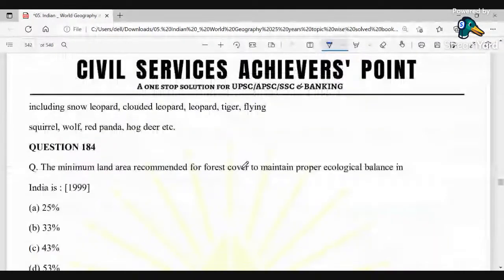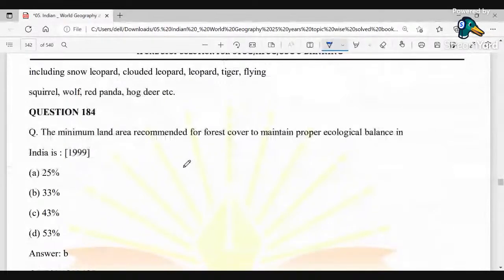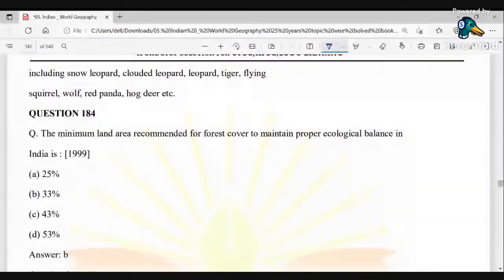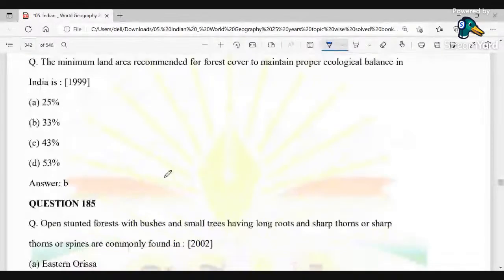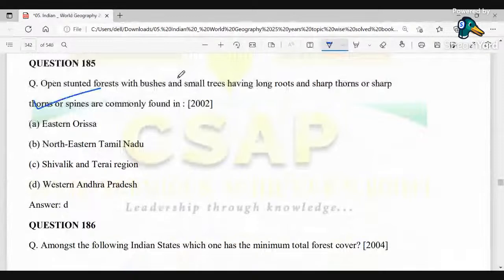The minimum land area recommended for forest cover to maintain proper ecological balance in India is what? It's basically 33%, so that we all know about. Then, open stunted forests with bushes and small trees having long roots and sharp thorns or spines are commonly found in which area? That is western Andhra Pradesh.